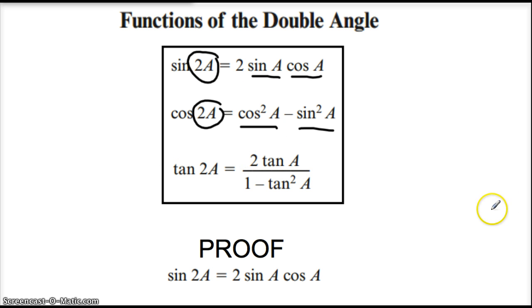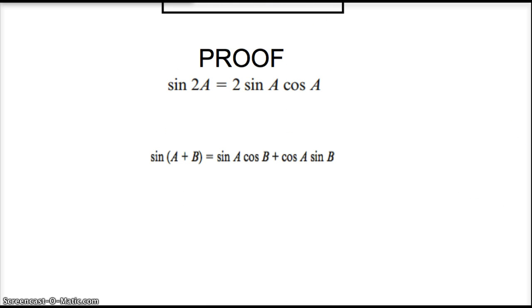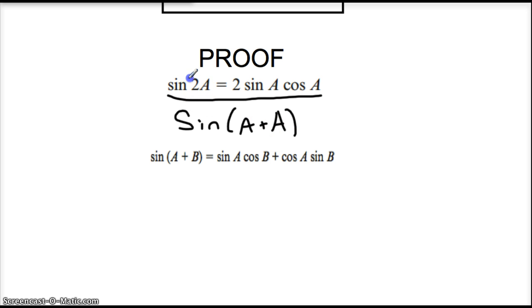Before we even get started into the mathematics, I want to do a little proof for you. And we're going to do that using the sum and difference identities that we already learned. Let's say I wanted to know what the sine of 2a was. I want to prove this identity that you just learned. Well, the sine of 2a is the same thing as the sine of a plus a. I think we could all agree with that. 2a is the same as a plus a.